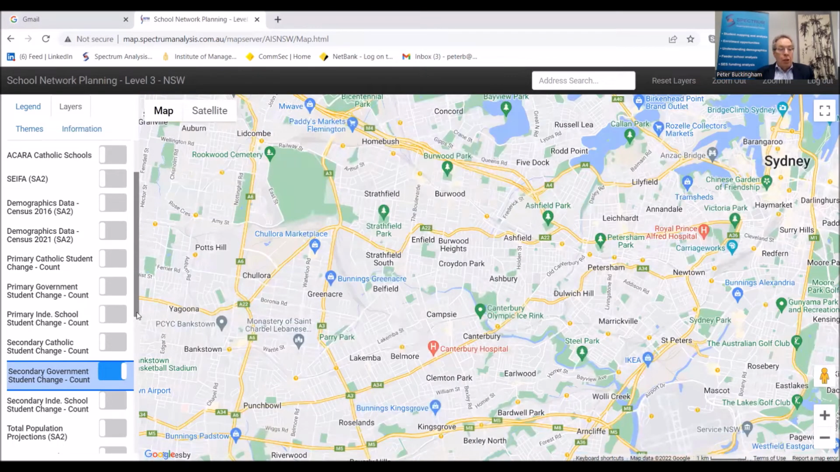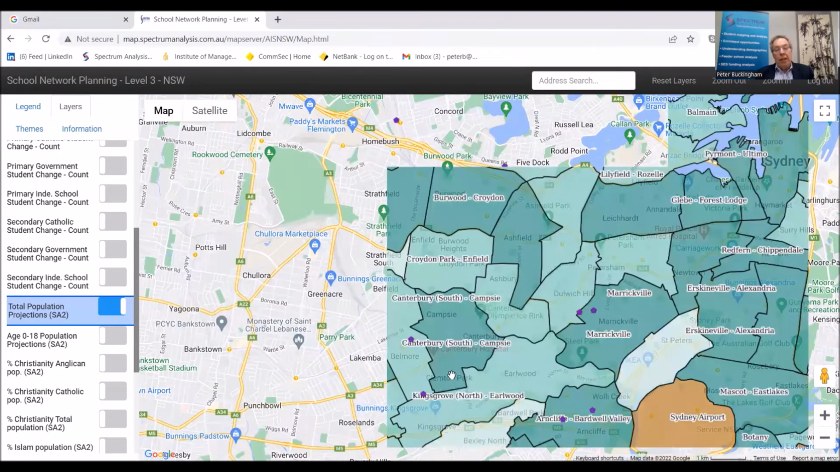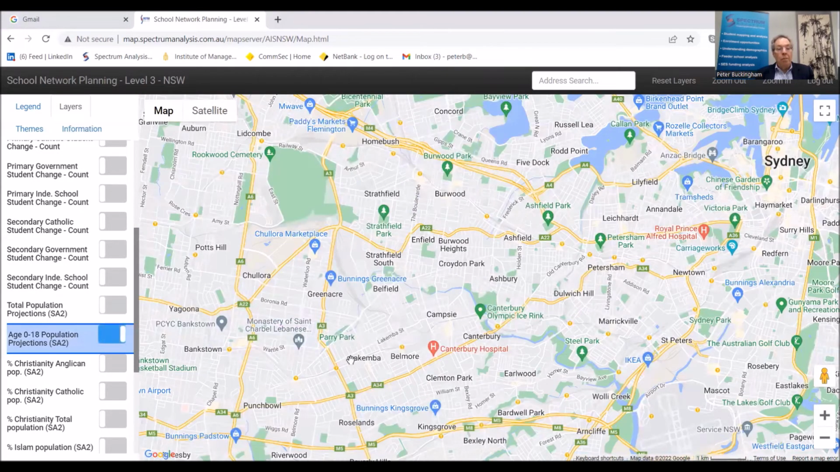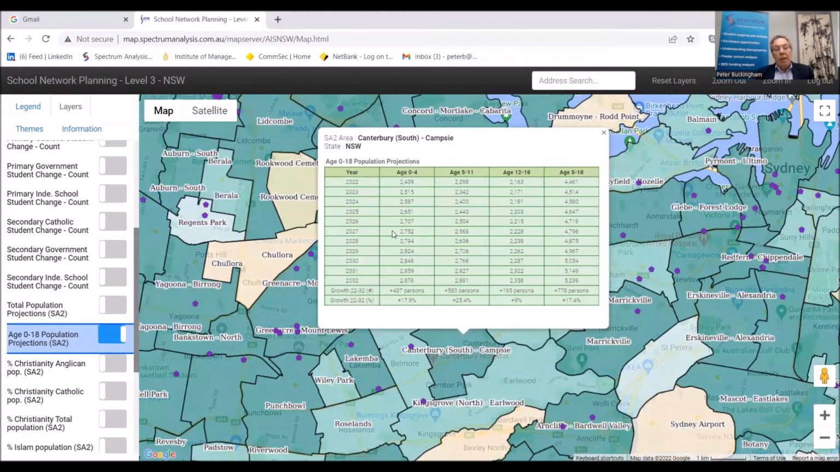Okay, the next thing I want to touch on is total population projections. So again, for any area, we can look at what we're expecting the population to be based on the data 2017 to 2032. This area is increasing by 14.7%. Now, let me look at the same area in terms of school-aged children. We can actually see how many 0 to 4, 5 to 11, 12 to 18, and all up school children. And we can see how this is going to increase. So about 778 more kids will be going to school from that area in 2032 than there were in 2022.